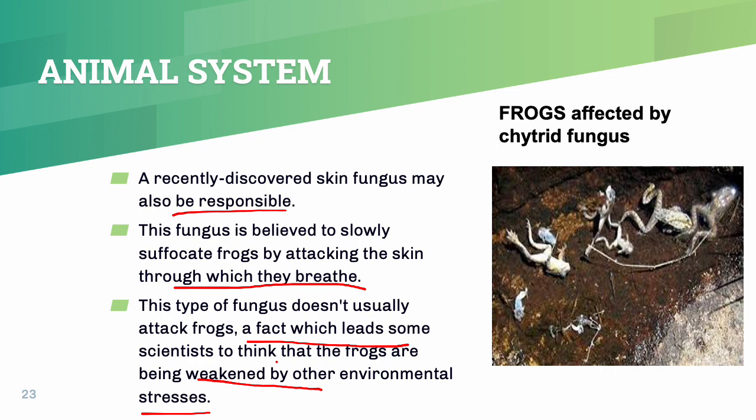So this fungus is believed to slowly suffocate frogs by attacking the skin through which they breathe. This fungus is the chytrid fungus. This type of fungus doesn't usually attack frogs, a fact that may lead some scientists to think that frogs are being weakened by other environmental stresses.